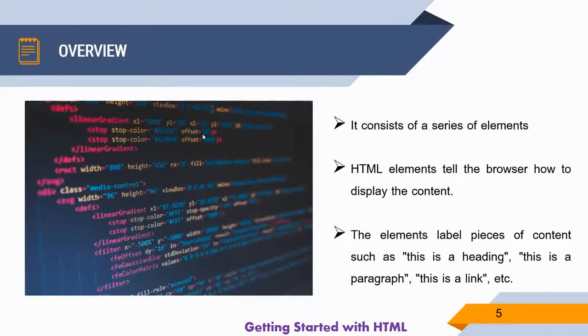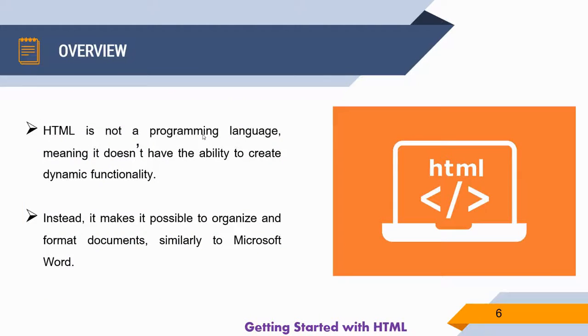These elements label pieces of content, it's like telling the browser this is a heading, because the header element is going to tell the browser this is a heading. The paragraph is going to tell the browser this is a paragraph. The link is going to tell the browser this is a link, and so on and so forth. So HTML is close to the Microsoft Word document that we are all familiar with. It's actually not a programming language, because it doesn't have the ability to create dynamic functionality. However, it's basically used to organize and format documents, just like our Microsoft Word.